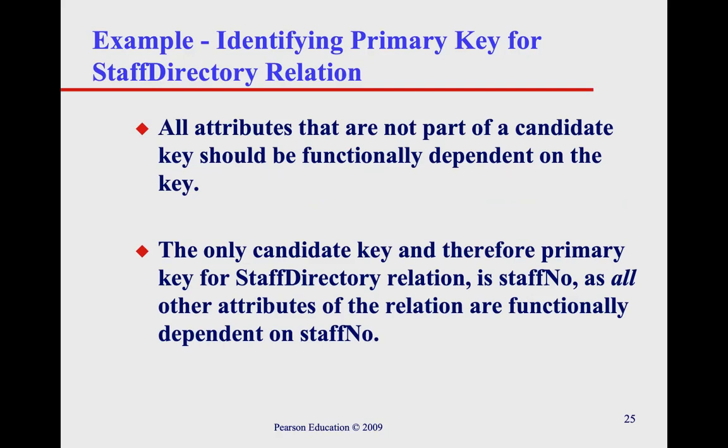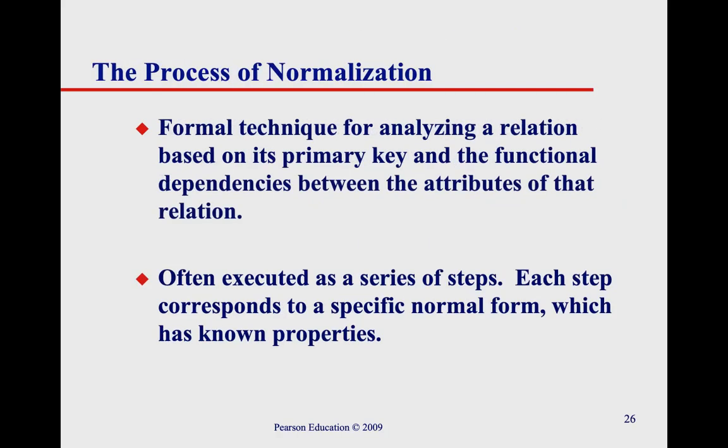Okay. And this slide essentially is just saying that when you claim that your left-hand side is a primary key or a candidate key, then all the attributes that are on the right-hand side are functionally dependent on it. Okay. So now we have set the basis for doing normalization.